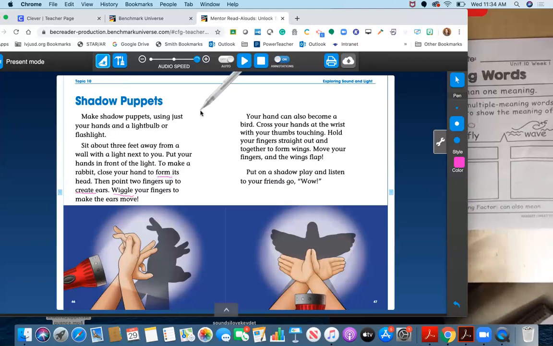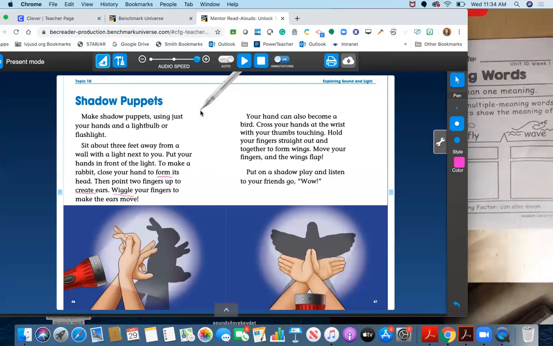Okay, the word form has multiple meanings. It can mean an important paper, like, I need your parents to fill out the field trip form. Or it can be a verb that means to make into a shape. The sentence says that to make a shadow puppet rabbit, you should close your hand to form its head.